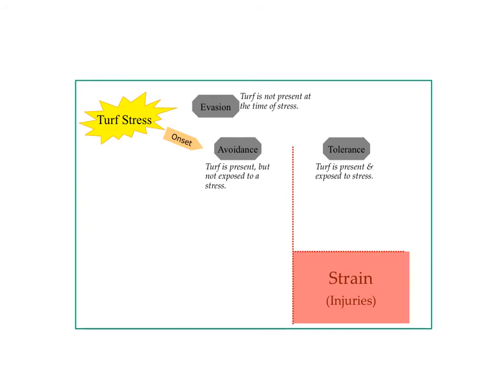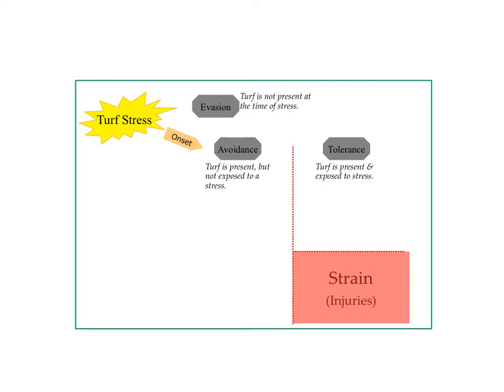Plant resistance to temperature stress, or for that matter any abiotic stress, is comprised of three components. When a plant is not present at the time of the stress, this is called evasion. This would be the case for annual weeds. For example, the true annual form of Poa annua produces seed in the spring, then the plant dies prior to the summer stress period. From a management perspective, having your turf die prior to a stress is not an acceptable means of stress resistance or management.